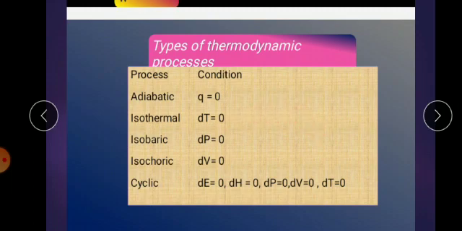So in this topic, we have discussed the following topics. These topics you should remember.